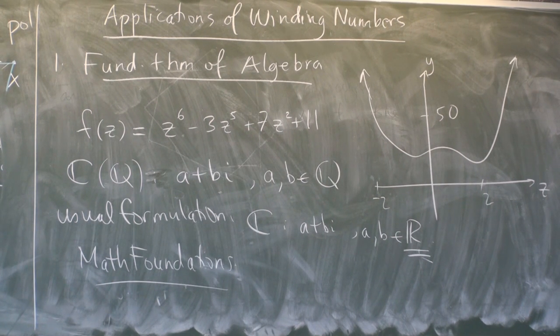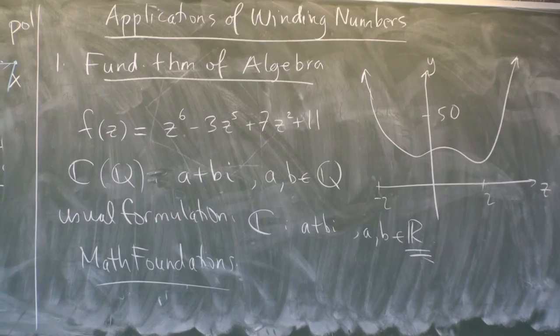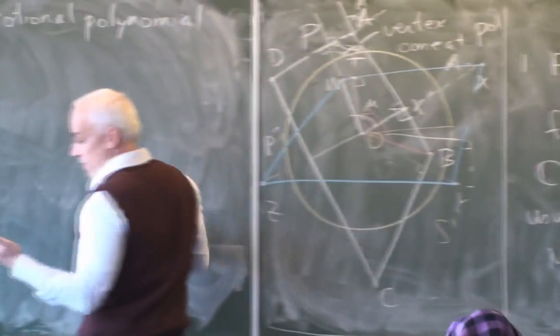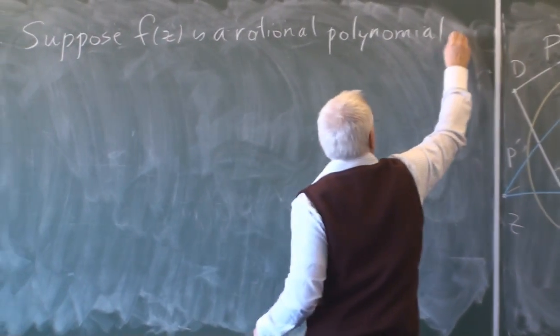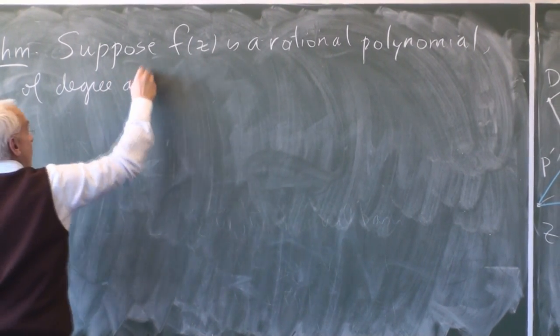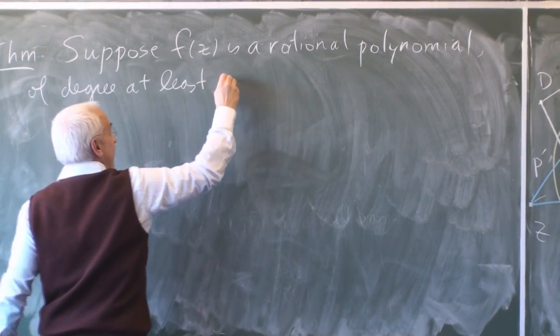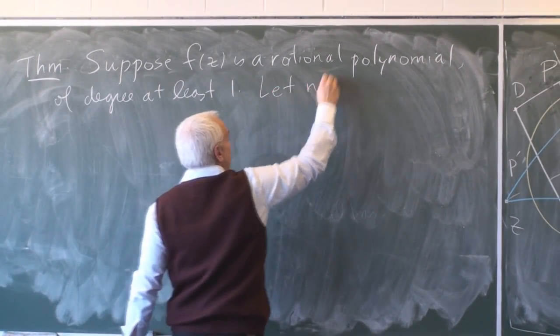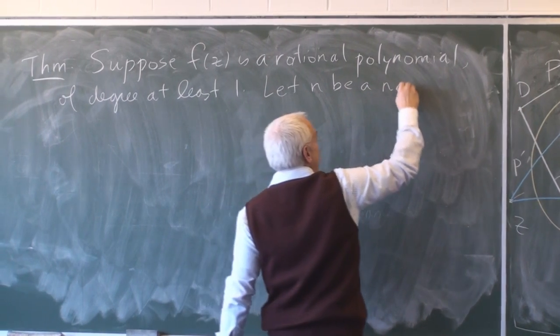So here is a statement, theorem. Suppose that f of z is a rational polynomial. That means its coefficients are rational numbers, of degree at least 1. Let's let n be a natural number.